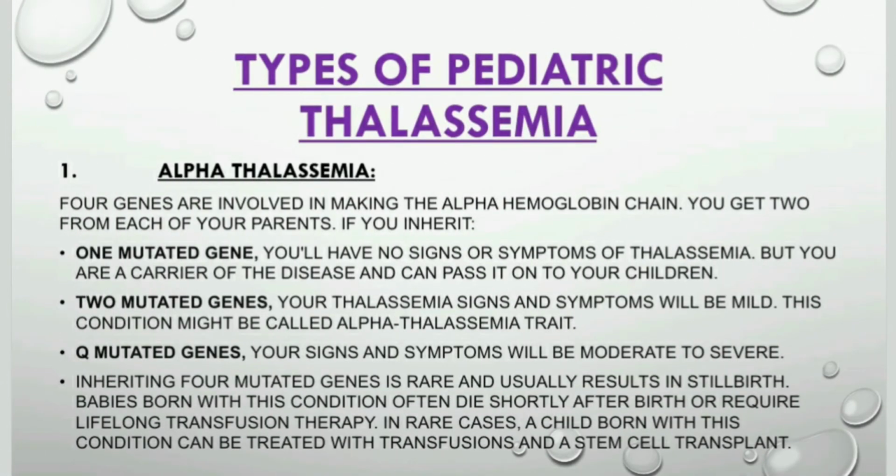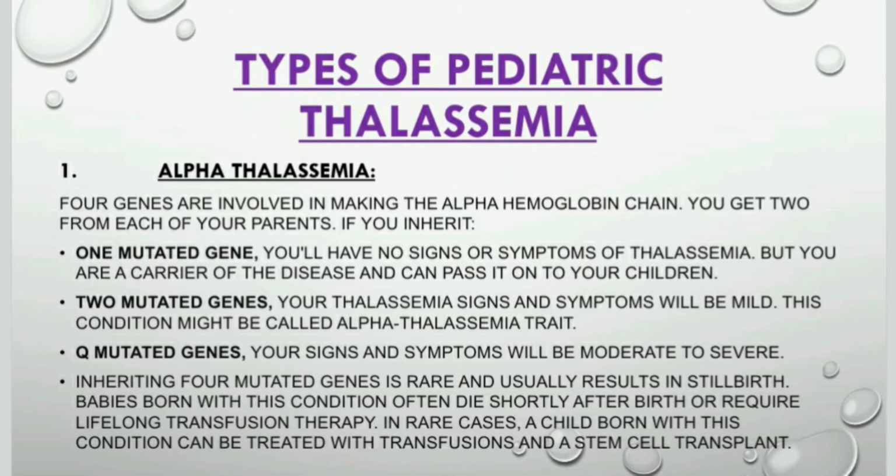Now we come to types of thalassemia. We already know the types of thalassemia. One is alpha thalassemia and the other is beta thalassemia. First is alpha thalassemia. Four genes are involved in making the alpha hemoglobin chain. You get two from each of your parents. That means the child will receive two genes from their mother and two genes from their father, total four genes.